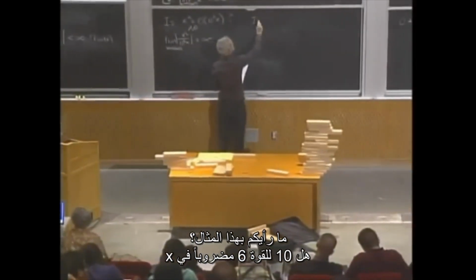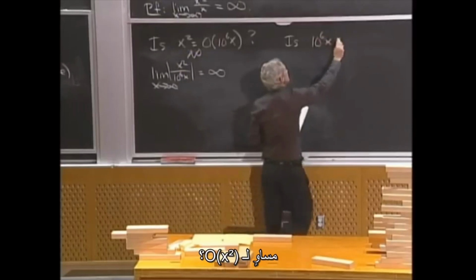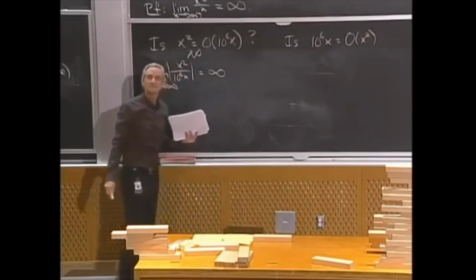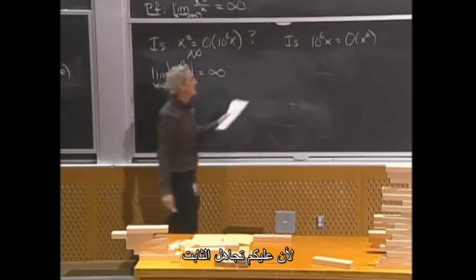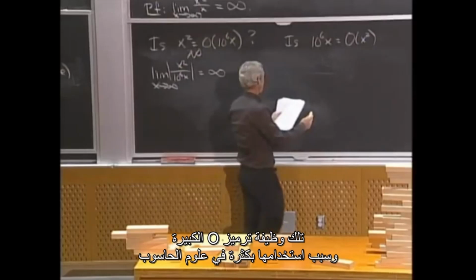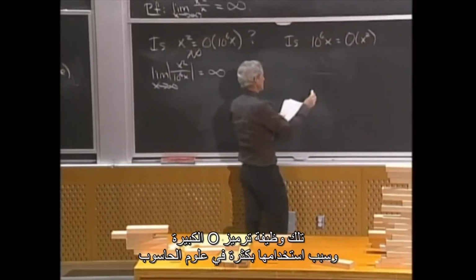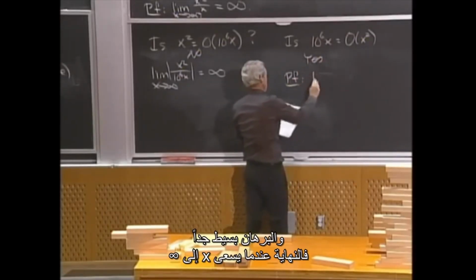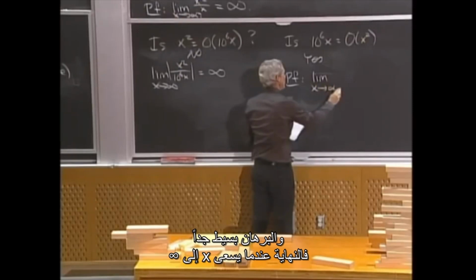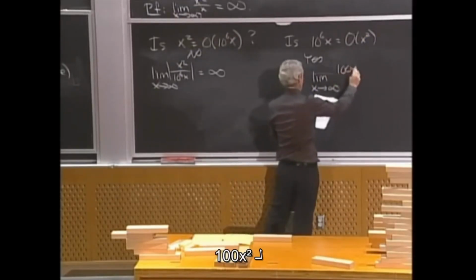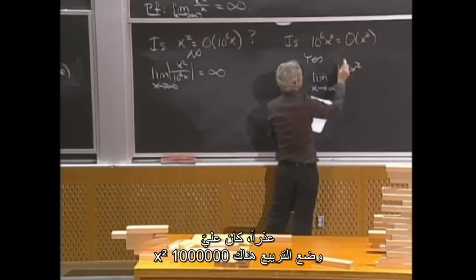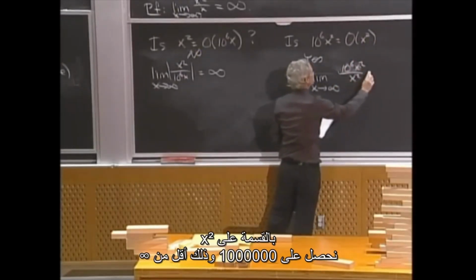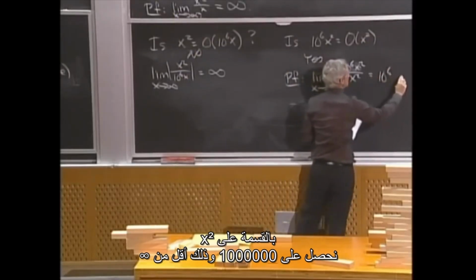All right. What about this? Is 10 to the 6x equal O of x squared? Yes, because you just ignore the constant. That's what the big O is for and why it's used all the time in computer science. So yes, that's true. The proof is very simple. The limit as x goes to infinity of 10 to the 6x squared over x squared is 10 to the 6th, that's less than infinity.